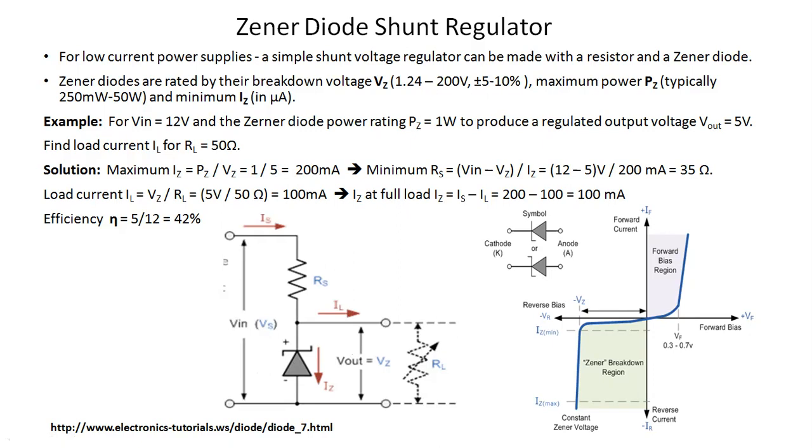Now if you are applying KVL for this, what will your equation become? You can see here, if you are supposed to find the value of RS, because they have not given it.